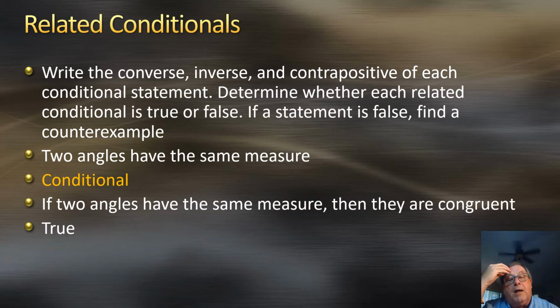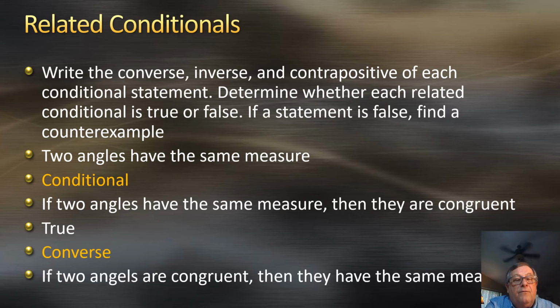Now let's talk about the converse. The converse is going to exchange the hypothesis and the conclusion. So in the converse, we would say, if two angles are congruent, then they have the same measure. Well, that also is true. If two angles are congruent, then they're going to have the same measure. We know that to be true.